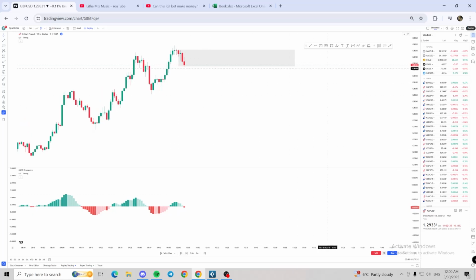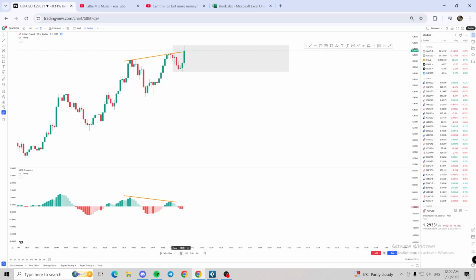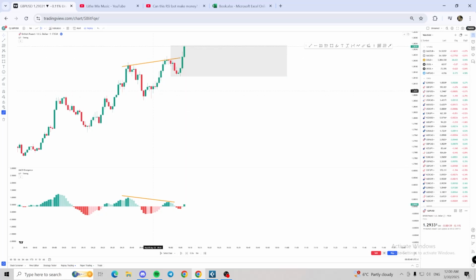Okay, so here I think is a divergence. Yep. But the problem is this high is outside. It is outside of the box, so no trade for us again. And as you can see, it's good that we did not take it, because it would have been stopped out again.